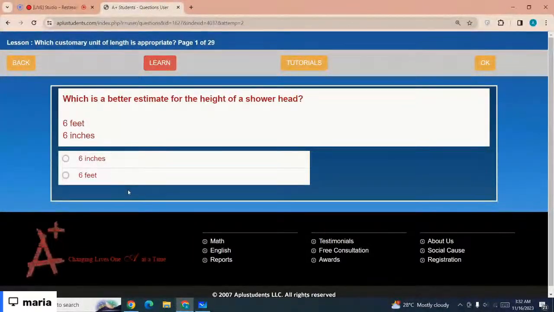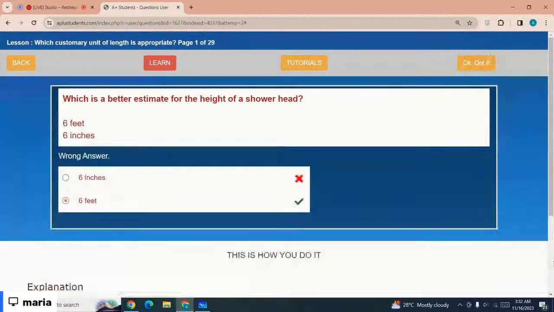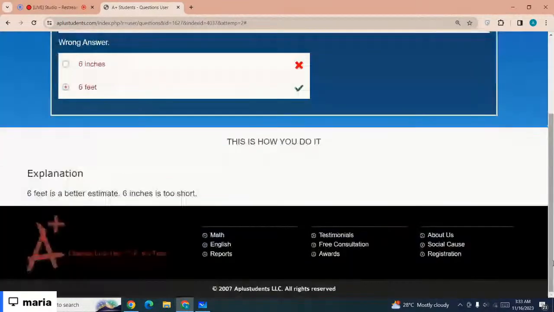That is a shower head. So it would be, but 6 feet is too long. It would be 6 inches. Let's see which is the correct one. Oh, that would be 6 feet, because 6 inches is too short for a shower head. Let's just start with the next question.